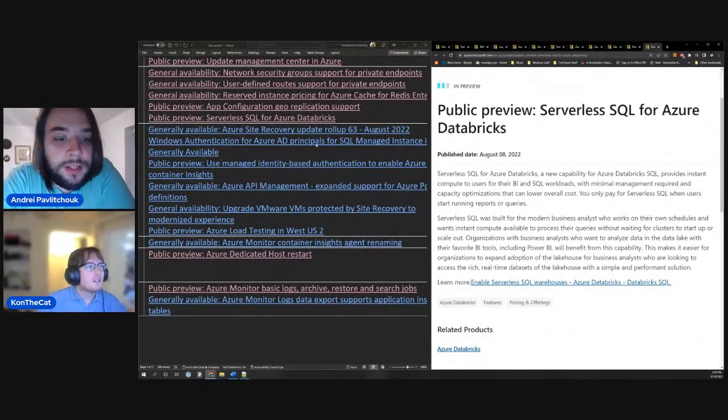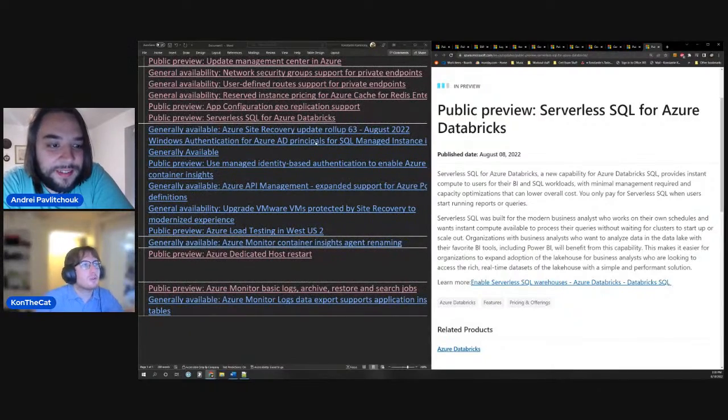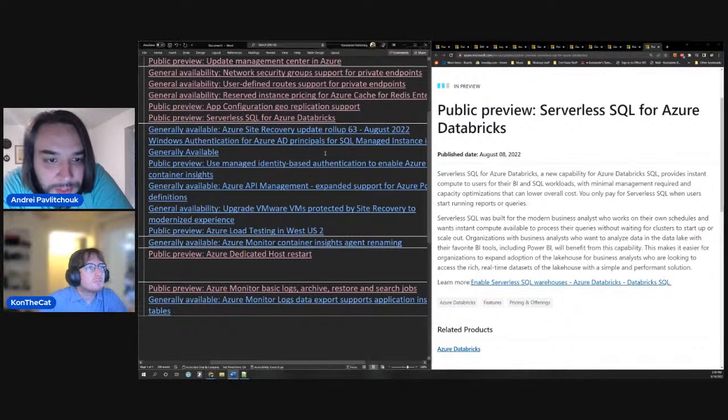So this is normal service expansion stuff. I don't know how much you want to go into any of these. These are nothing exciting, but things are happening, things are being improved. Yeah, so Azure Site Recovery update, okay. Windows Authentication for Azure AD Principals.